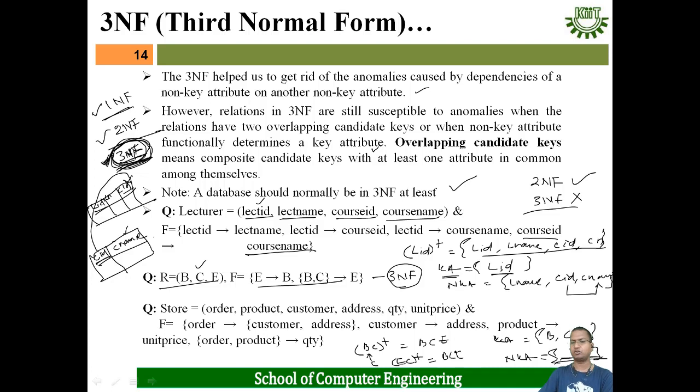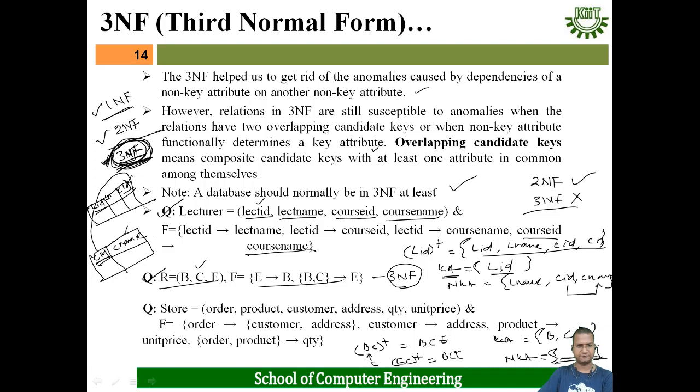That means here transitive non-key attributes are not present. When non-key attributes are not present, that means transitive dependency is not present, and transitive dependency is not present means the relation is in 3NF. Okay, that means we have discussed this.